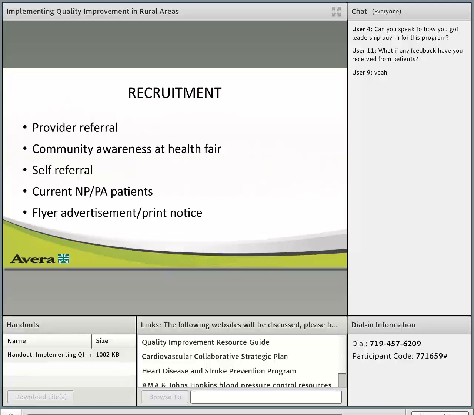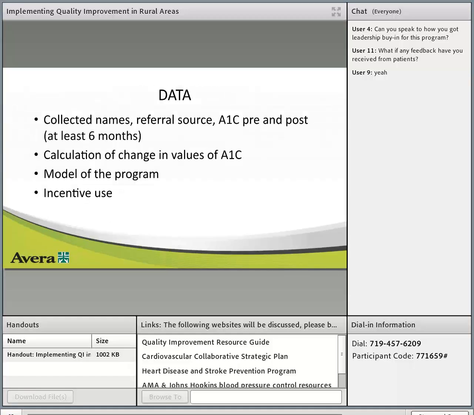Recruitment was not difficult. Providers were eager to have somebody who would take the time to sit down with their patients. We had a couple of communities that had health fairs where they introduced it. We had a lot of self-referral. The mid-level providers started with their own clients. And we also allowed the communities to do some flyers and some printed notices. So we had excellent participation in that recruitment source. We made sure that each of those individuals had the opportunity to see what it produced.